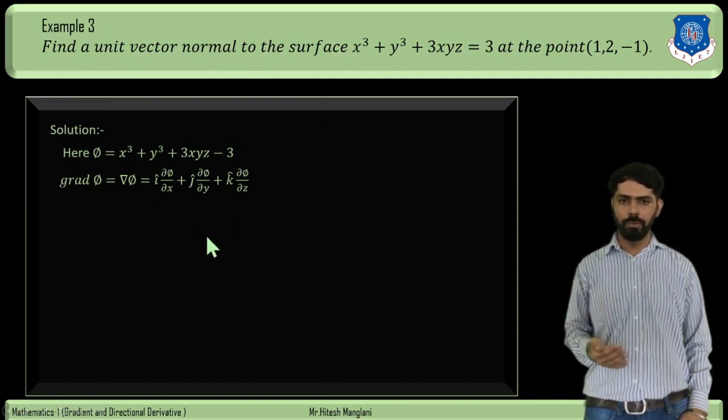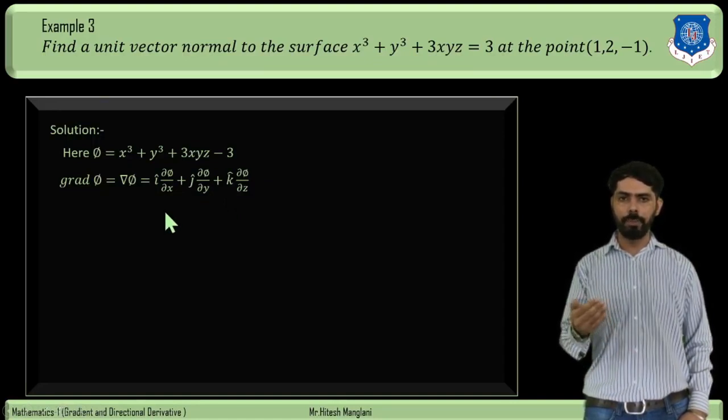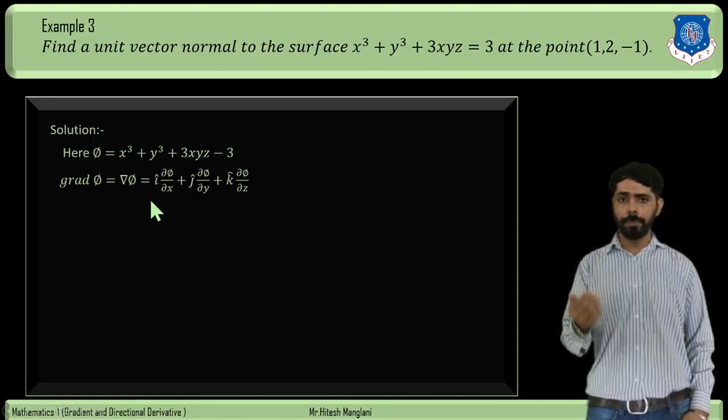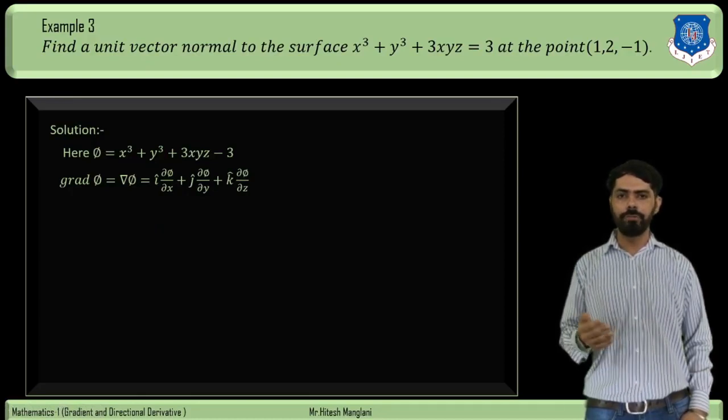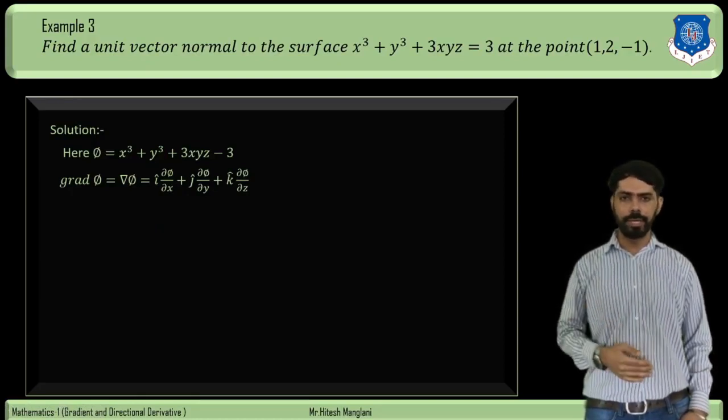For finding the normal vector to the surface, we will have to find out the gradient. So gradient is defined as i del phi by del x plus j del phi by del y plus k del phi by del z. Now we will find out del phi by del x. Del phi by del x means partial differentiation of the function with respect to x. So if we are taking partial differentiation of the function with respect to x, then y and z are constant.